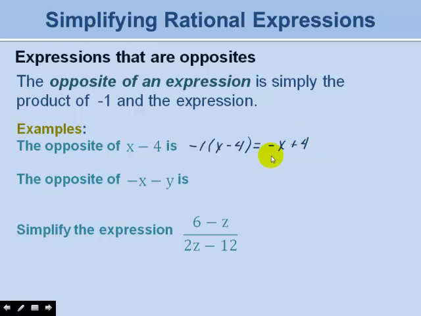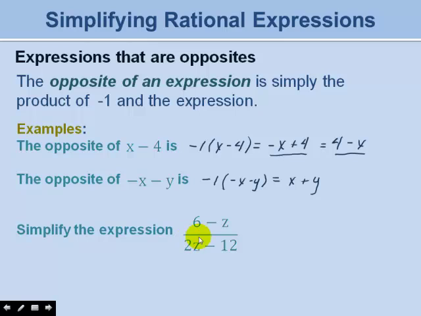Now the tricky thing about this is that we can write it either in this order, or we could also write it as 4 minus x. So you might see it in both of these two forms. Now let's look at the opposite of -x minus y. And again, to get the opposite, we're just going to multiply by -1. We're distributing that to both of these terms. So -1 times -x would give us a positive x. -1 times -y would give us a positive y. So x plus y is the opposite of -x minus y.